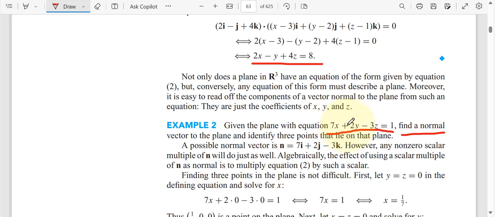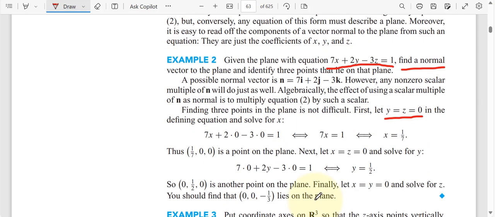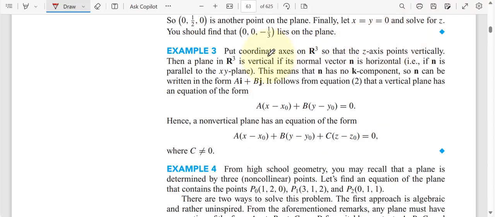So we could multiply this whole equation by a scalar, and that will give us another normal vector. Then finding points in the plane is simple. You can just arbitrarily set y and z equal to 0 and solve for x. So that will give you 1 point, and then you can do other things similar to find the other points in the plane.